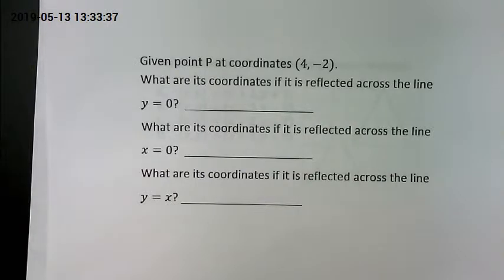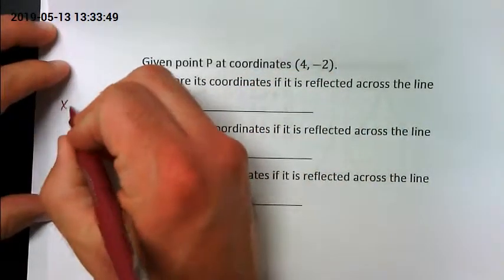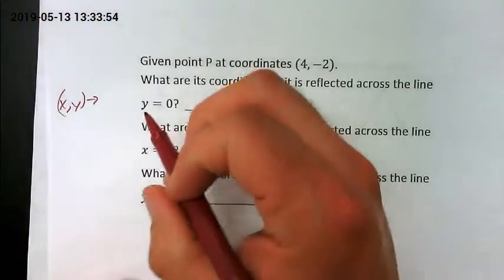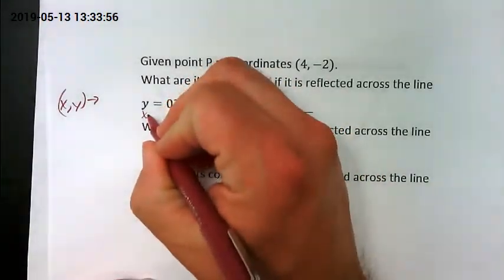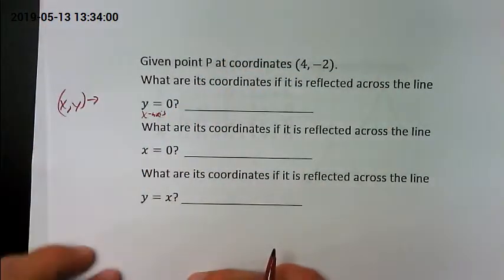Now, there are some rules when we have reflections on either one of our two axes or at the line y equals x. So we have properties for these three. Given a value of (x, y), if we cross the line y equals 0, which is our x-axis, what changes about this?